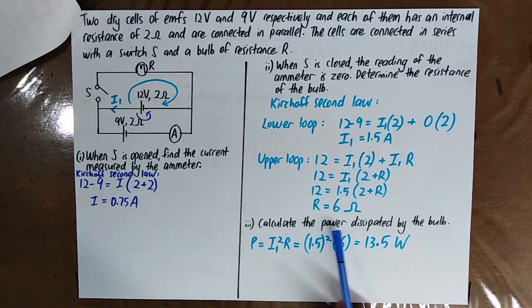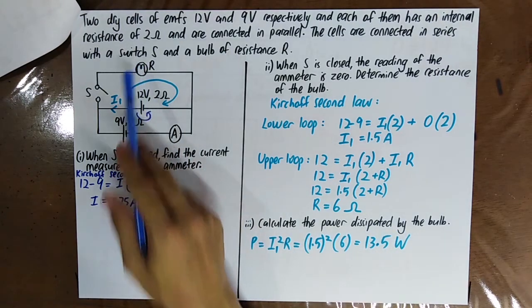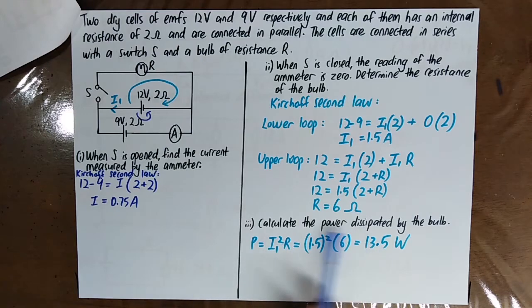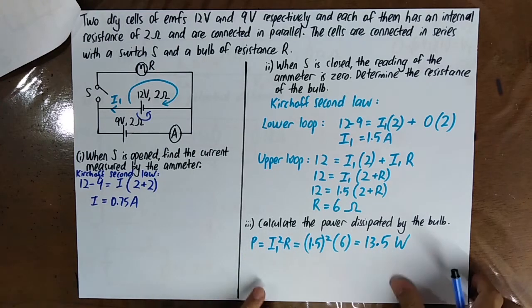And then please calculate the power dissipated by the bulb. P equal to I1 squared times R. Okay, then you can get the power.